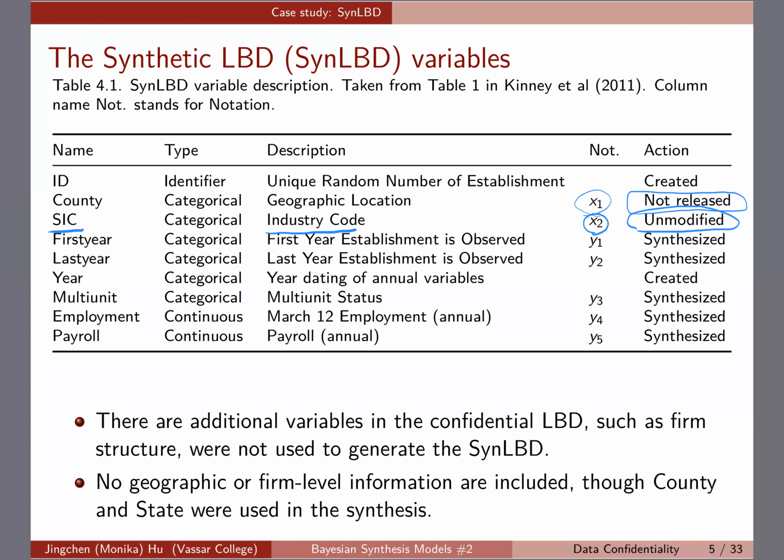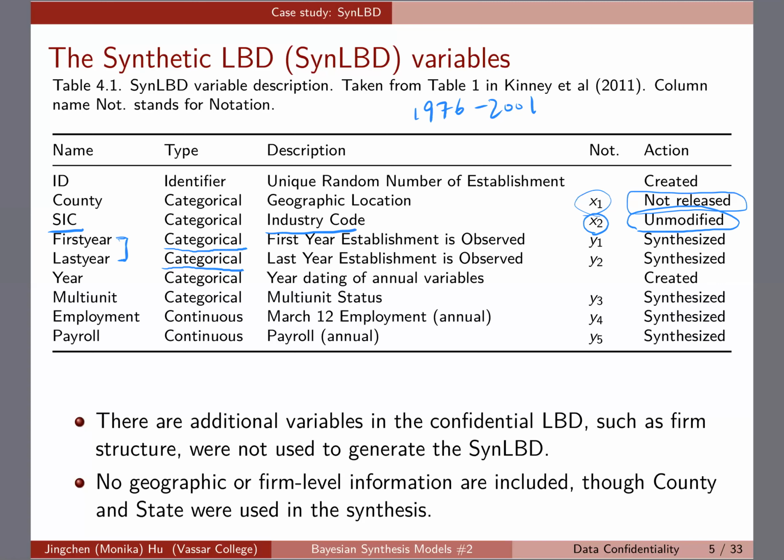So yeah, it is considered categorical. Last year is also categorical, as last year of establishment is observed. Note that the LBD data goes from 1976 to 2001, right? So all of those last years will be one of the years in this period.